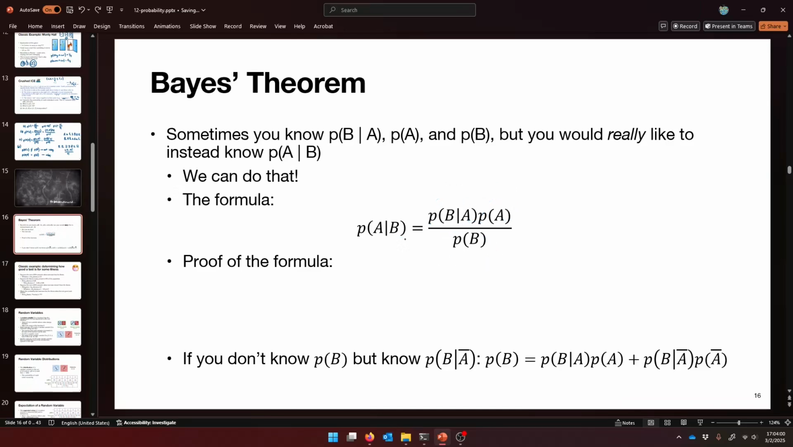Let's prove it. So, proof of the formula. We know the probability of B given A, right? Let's assume that we have that number already. What is that in terms of the original definition of conditional probability? It's the probability of their intersection over the probability of A. Probability of A intersect B or B intersect A, it's commutative, right, over the probability of A. Sorry, just A. Got it backwards.